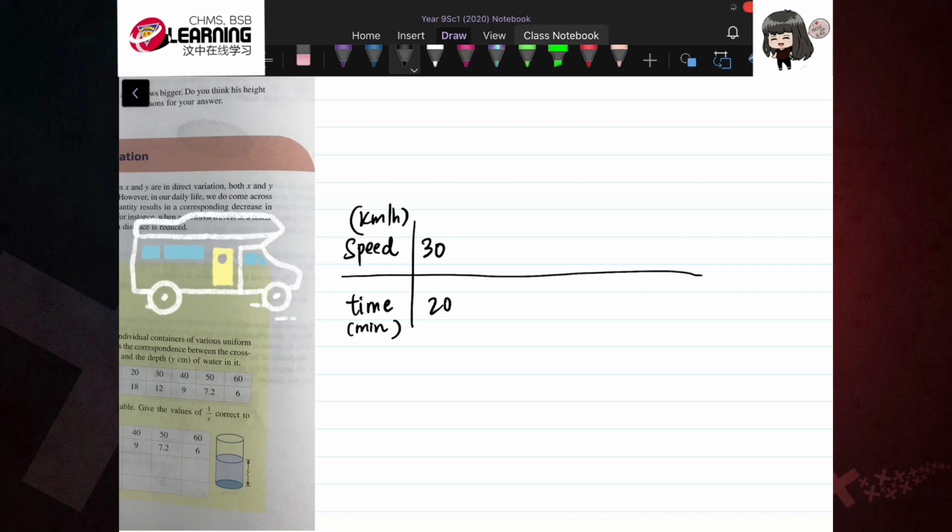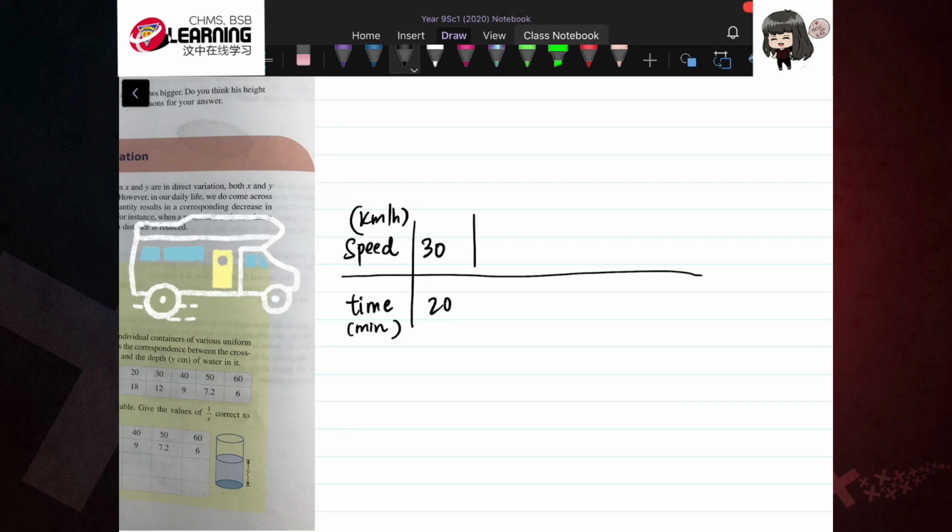If you're aware of your parents' vehicle, you can look at the speed. The normal speed of course is around 60 to 80, not more than that definitely. So your speed, let's say, is 30 kilometer per hour. That is quite slow actually, 20 minutes to travel from Chonghua to Gadong.